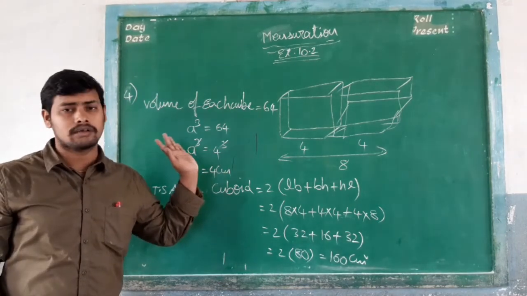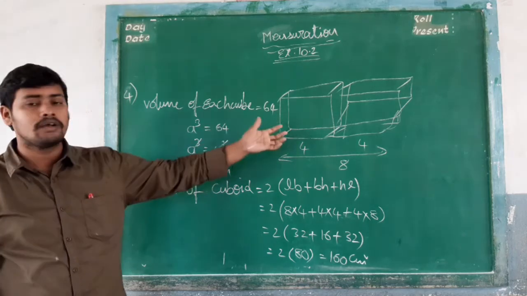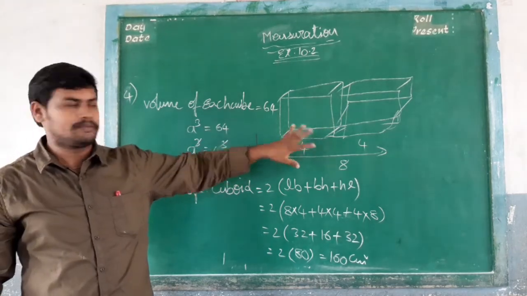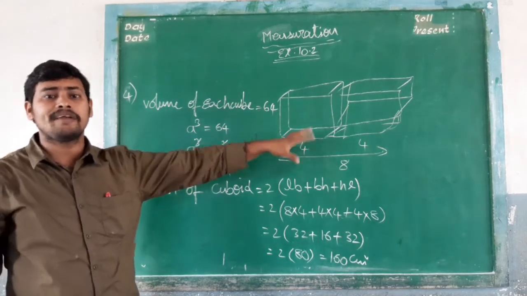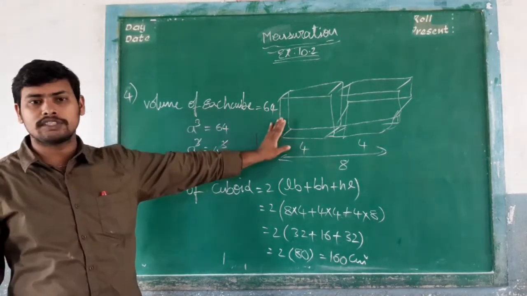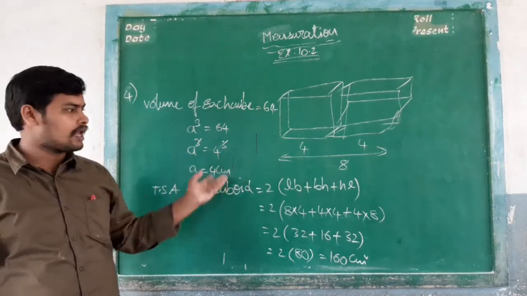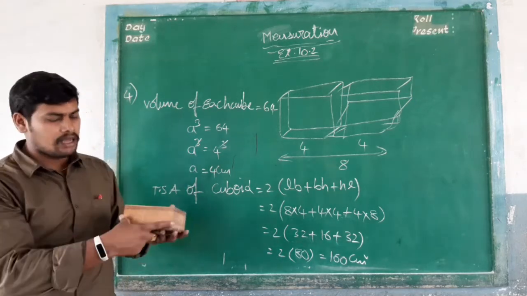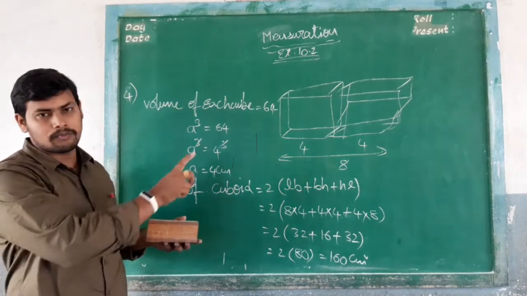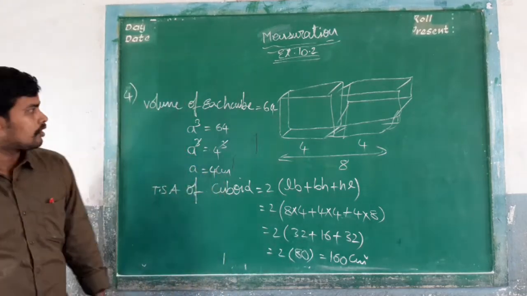So first you have to find the side of the cube, based on the volume of each cube being 64, as we already said. The only difference between the cube and the cuboid is its length in this sum. Okay, next move on to the fifth sum.